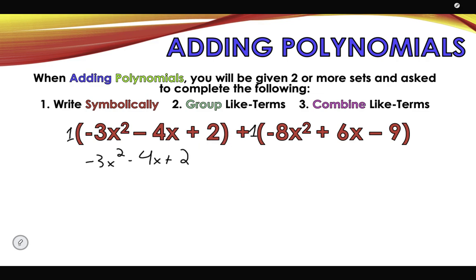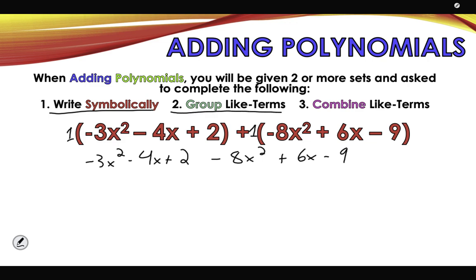Except what's going on here? Plus negative. I think we should write that as just subtract instead, because anytime you're adding a negative number, that's the same thing as just subtracting that number. So it was already written symbolically for us. It was already in those polynomials.